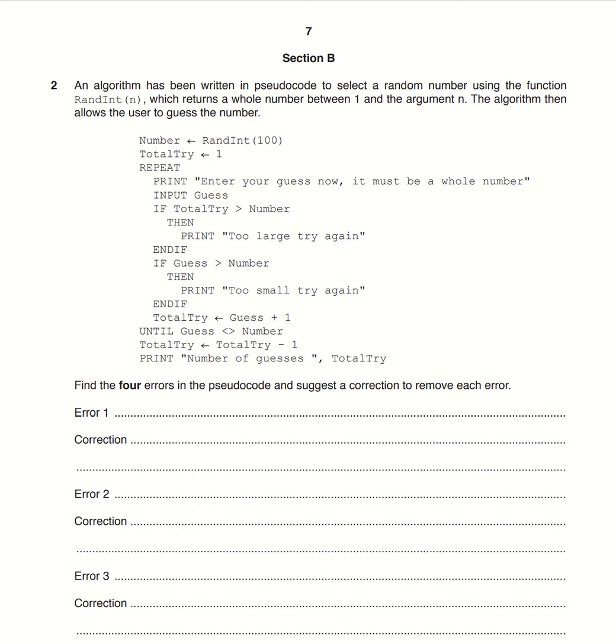IGCSE Computer Science Paper 2, Section B. This is the Winter 2019 question paper 22.